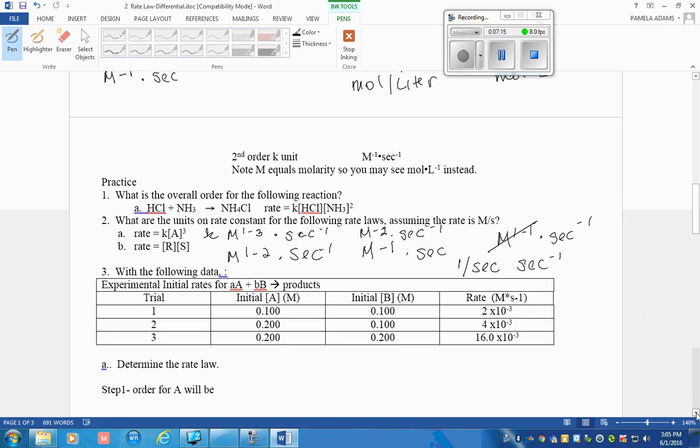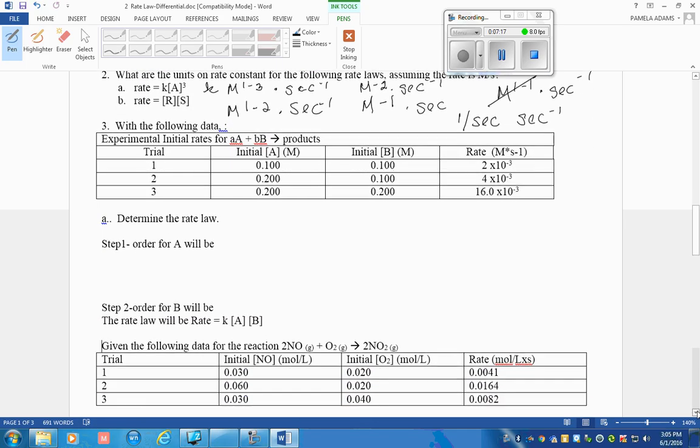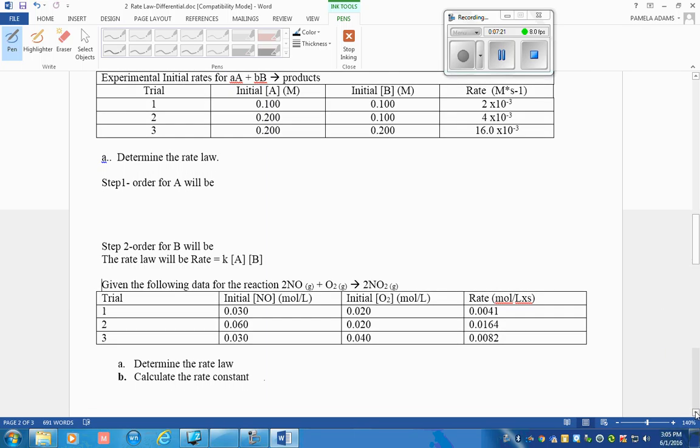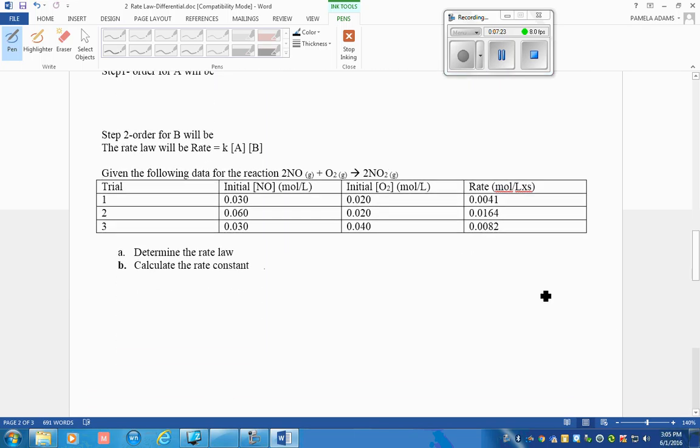I'm going to skip this problem to go to this third problem, which is a little more interesting. Given this reaction, determine the rate law. Before we can determine the rate law, we need to find the order of each one of the reactants. I said before that the order can only be determined experimentally.